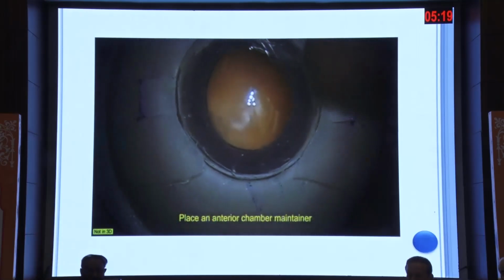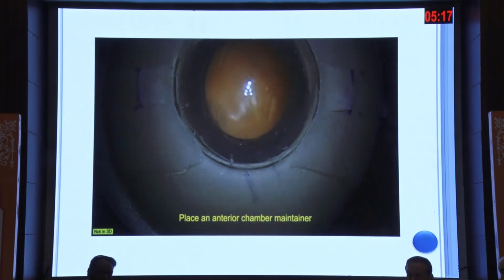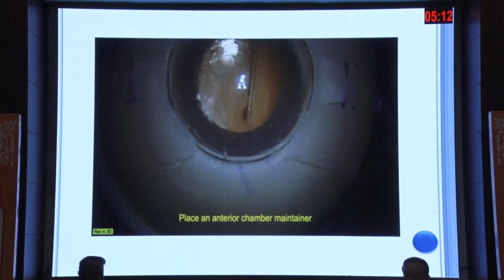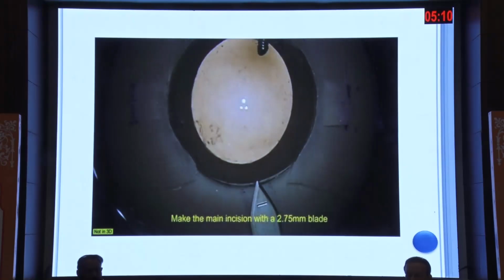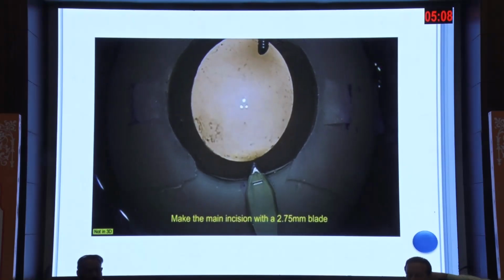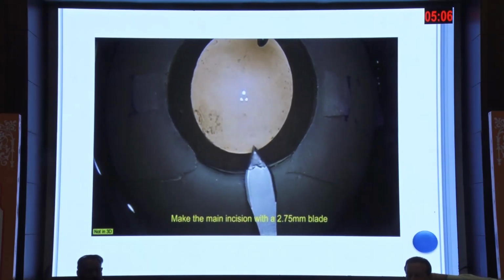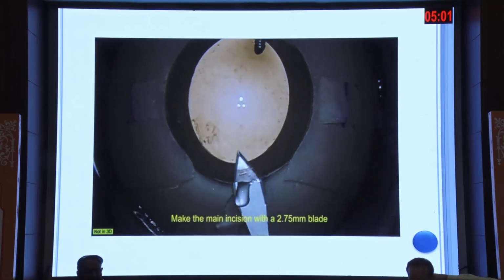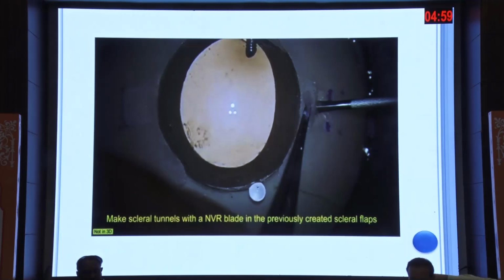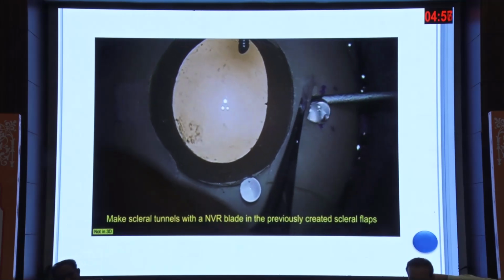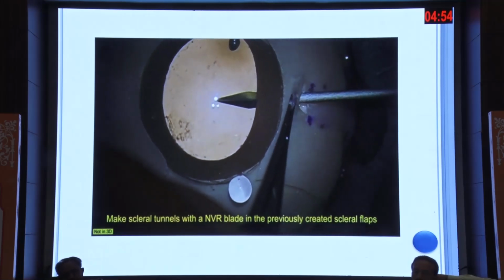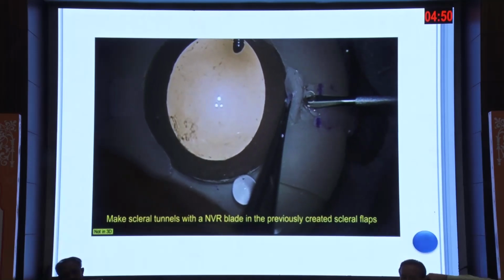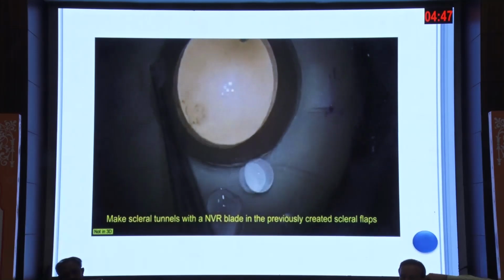And then a blade on the other side also, and anterior chamber maintainer is introduced, and then make the main incision 2.8 or 2.75, or you can make 3, whatever you are using. And this MVR blade goes from the side, 1 millimeter away from the limbus. And we make the same opening with the MVR blade on the other side also.